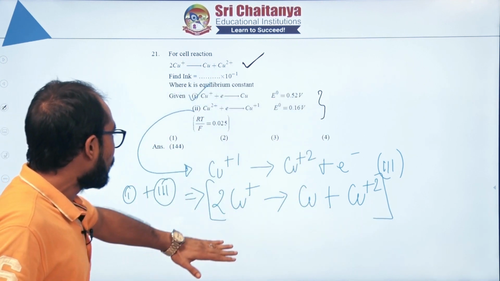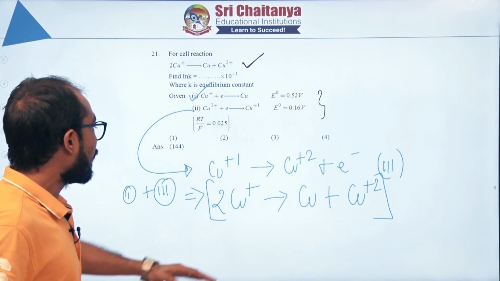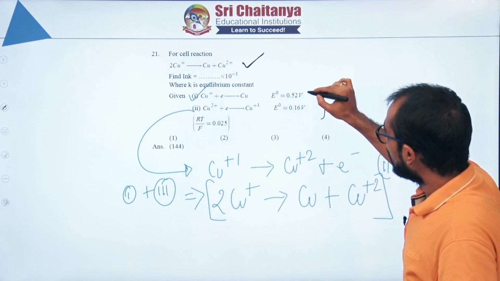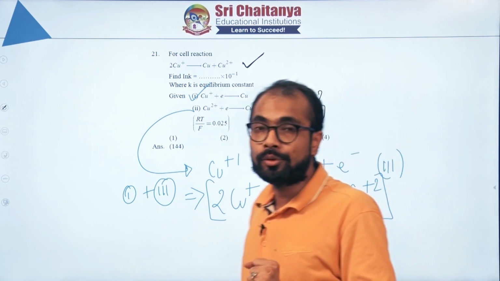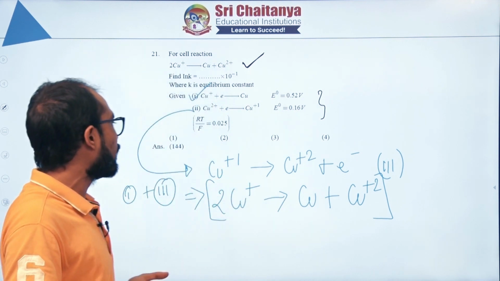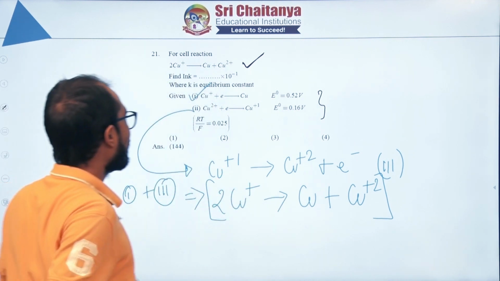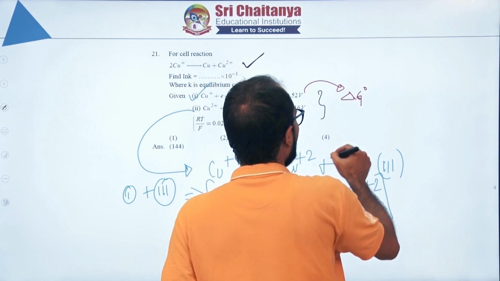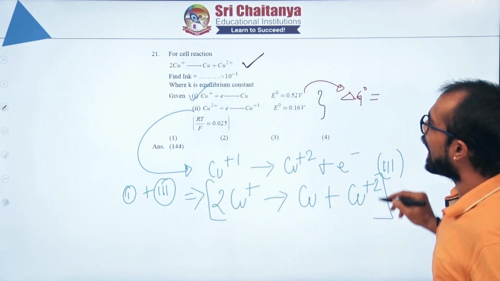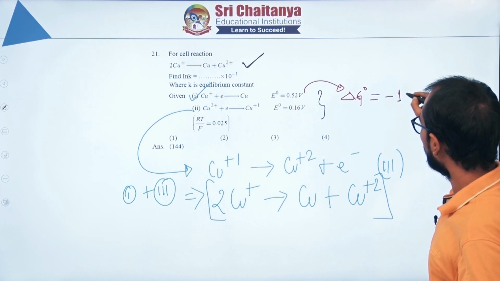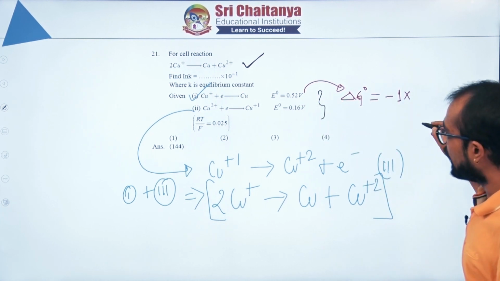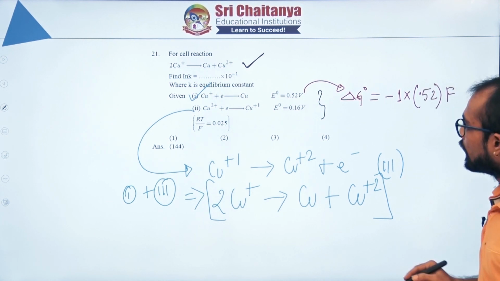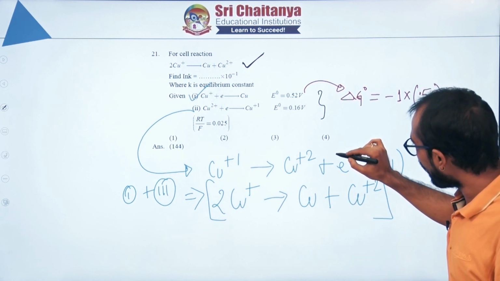Now they are asking you about this. So first of all, you have to calculate the E naught of this one. Whenever you add and subtract reactions, you have to add their extensive properties. Say for example, I write down the delta G naught for this particular reaction. It will be minus N. What is N? 1. What is E naught? It is given to you, that is 0.52 into F, right.